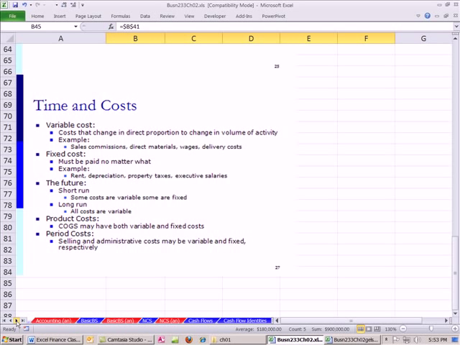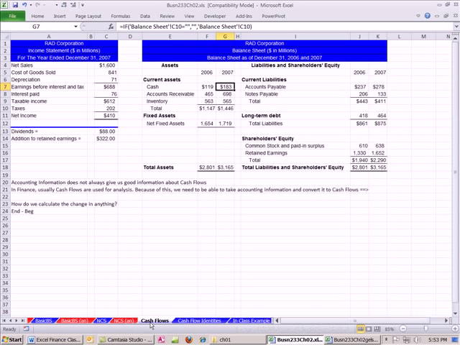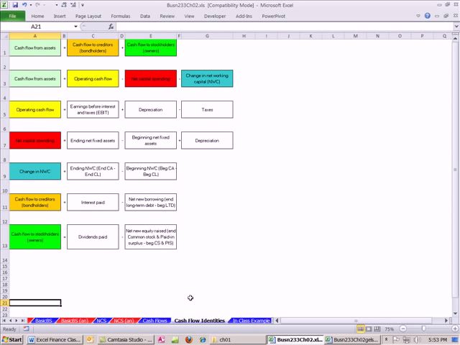All right, when we come back, we're going to jump in and look at our cash flow identities. We're going to calculate all sorts of different cash flows that will help us look at a company and figure out what's going on. All right, we'll see you next video.